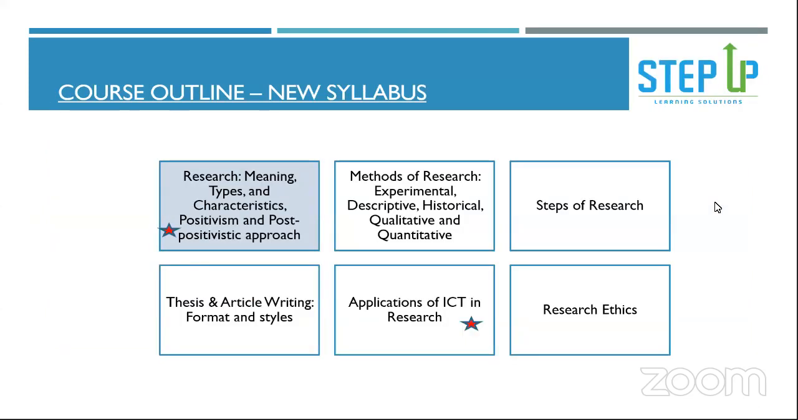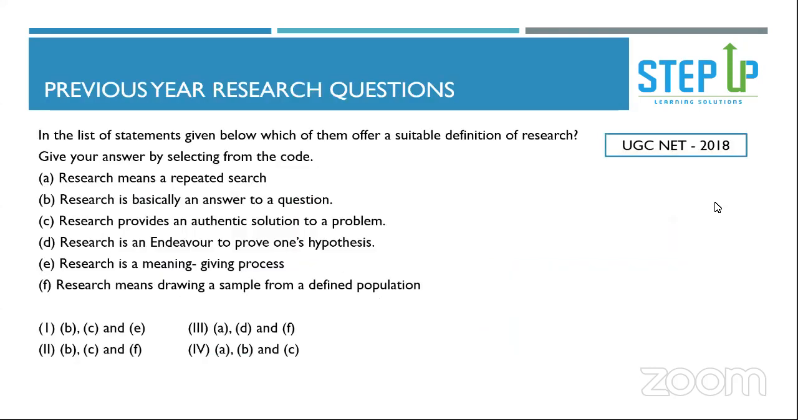And this is of course the syllabus. I hope you are aware of the syllabus. The star indicates the small section which is added in the research syllabus: the positivism and post positivistic approach, applications of ICT in research. This is again from the government website, the syllabus they have given. All right. So let's get started, and let me share with you the first question.